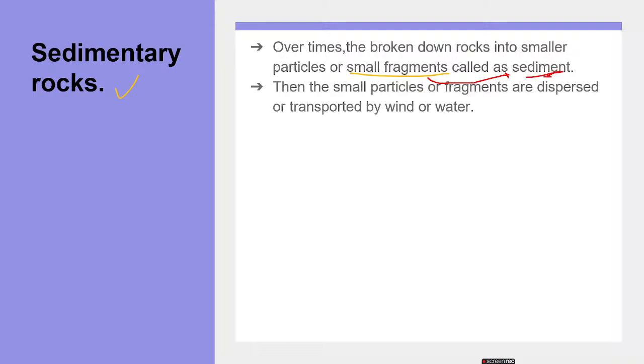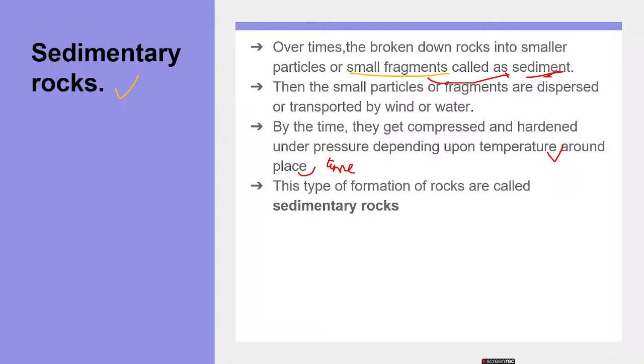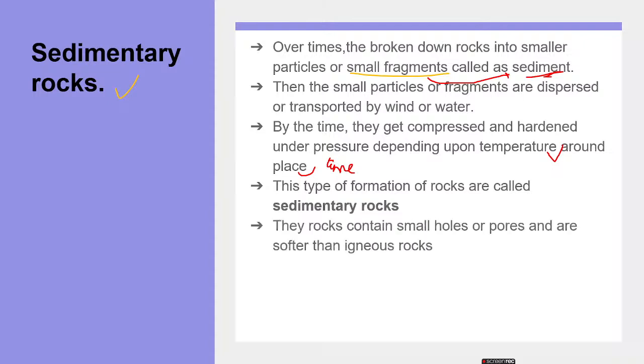So by this they are getting compressed by temperature and pressure, and even time is included here, because without time we cannot do anything, right? It takes a lot of time to form rocks. Then these types of rocks are called sedimentary rocks. They are formed in layers, or they are found in layers. These rocks generally contain small holes or pores and are softer than igneous rocks.